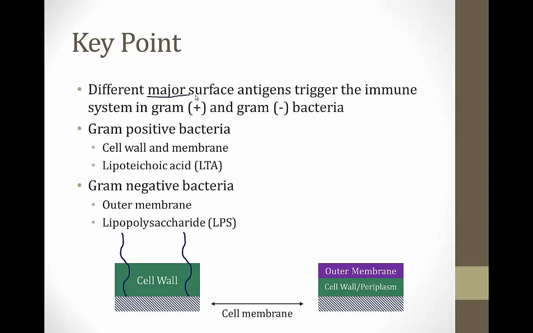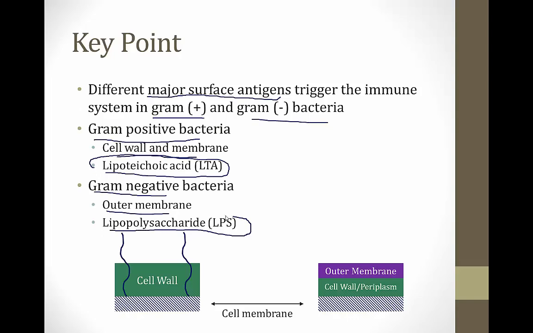There are different major surface antigens that trigger the immune system in gram-positive and gram-negative bacteria. In gram-positive bacteria, it's the cell wall and membrane, and it's the presence of those lipoteichoic acids, which are unique to gram-positive bacteria. In gram-negatives, it's the outer membrane and the presence of lipopolysaccharides that trigger the immune response. Make sure you know these two things, especially for step 1.